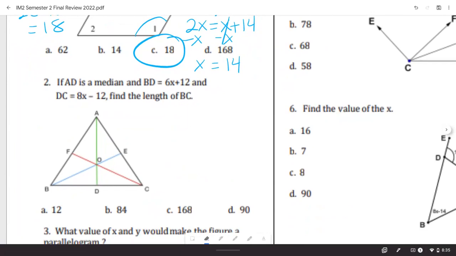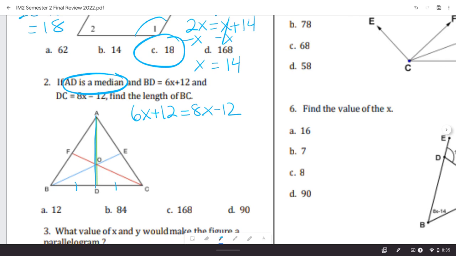So number 2, you have AD, which is the median. So our AD is the median, and that means it's cutting it in half. It's in the middle. So this line right here cuts this and this in half. So that means that they're equal. So what we're going to do is we're going to set up 6x plus 12 equals 8x minus 12.